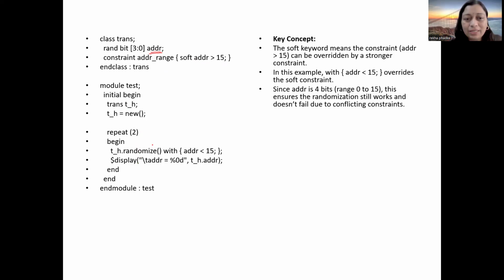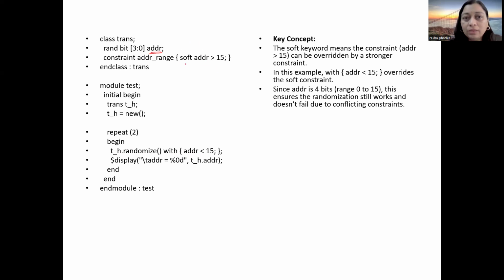I'm randomizing this, but I've used an inline constraint which says you randomize value to this object, but now with address less than 15. It wants all the address variable to have random values less than 15. But in my class, I've constrained it to greater than 15. So isn't it a conflict? So it's a conflict. So what happens? It will see which is soft.